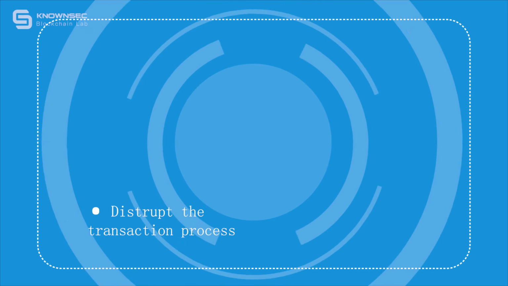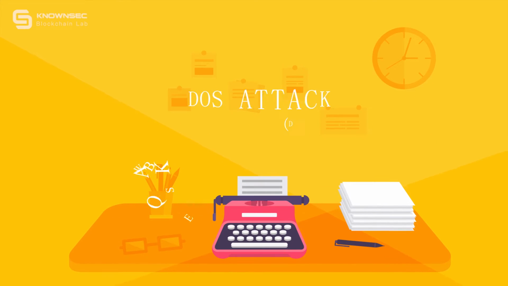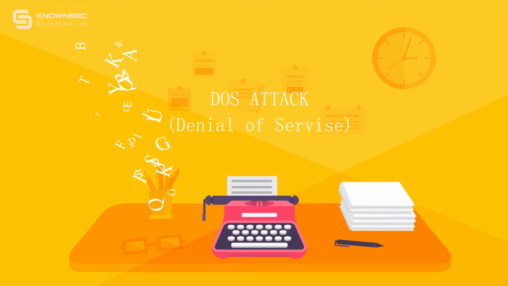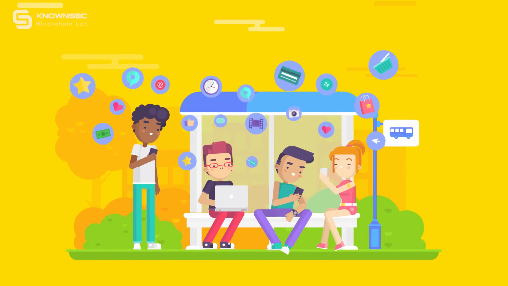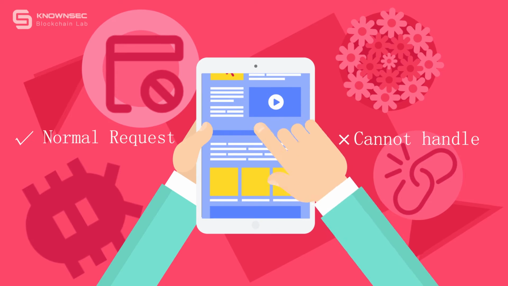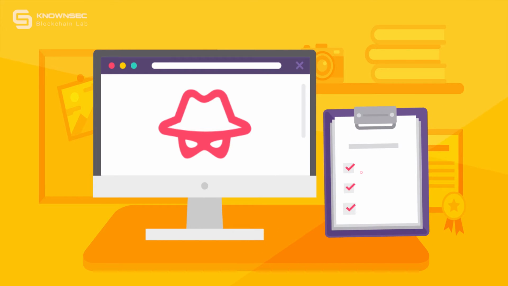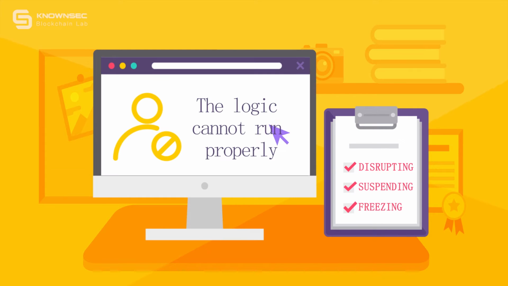Whether deliberately disrupting the normal flow of transactions or blocking them, the attacker used an attack that has long been popular in the internet era: DOS attacks, or denial of service attacks. Denial of service refers to the failure of the system to process a normal service request. An attacker launches DOS attacks by distributing, suspending, or freezing normal contracts. As a result, the logic of contracts cannot run properly.